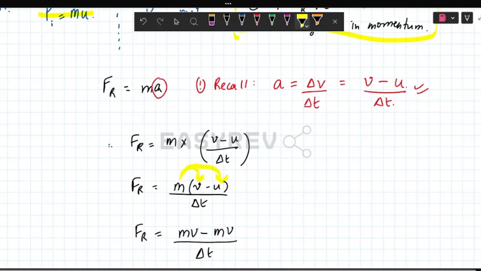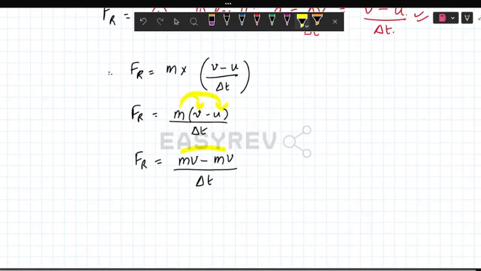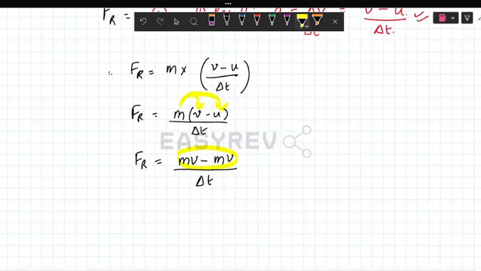Now let us look at this numerator really carefully, and we notice immediately that this is quite special, right? Notice how you have two important quantities that we've already defined. mv you may remember as the final momentum, as we defined up above.